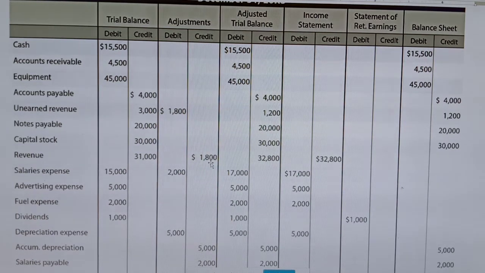Dito sa example natin or sa illustration natin, tingnan natin yung unearned revenue. 'Di ba meron siyang amount na credit 3,000 at sa adjustment naman merong debit amount na 1,800. So, mas mataas yung 3,000 kesa sa 1,800. At i-minus natin, 3,000 minus 1,800 is equals to 1,200. Ito po siya. Kung bakit siya nasa credit? Kasi mas mataas yung credit amount kesa sa debit amount. Okay? Yun po yung apat na dapat tandaan in doing and preparing adjusted trial balance.